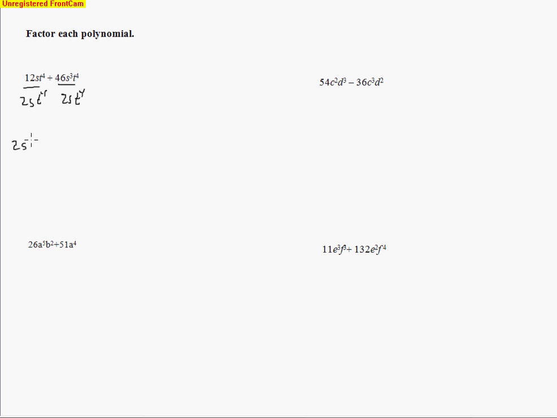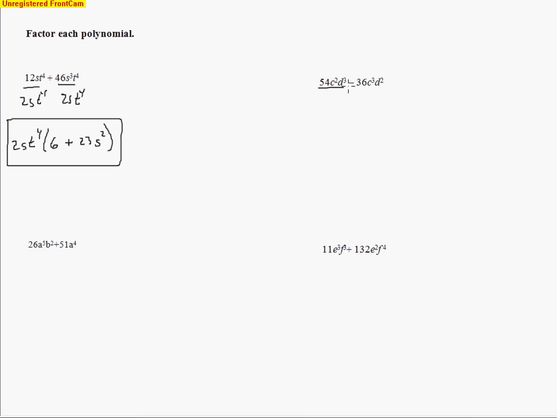Pull out 2st to the 4th and do the division. See what's left over. 6t, actually just 6. S is canceled, t to the 4th canceled out. So just a 6, and then plus, and then do the division here. I end up with 23s squared, and that's it. Now, you look inside the parentheses, no more common factors. Everything multiplies back out to make the same thing, so I know that's the form they wanted.